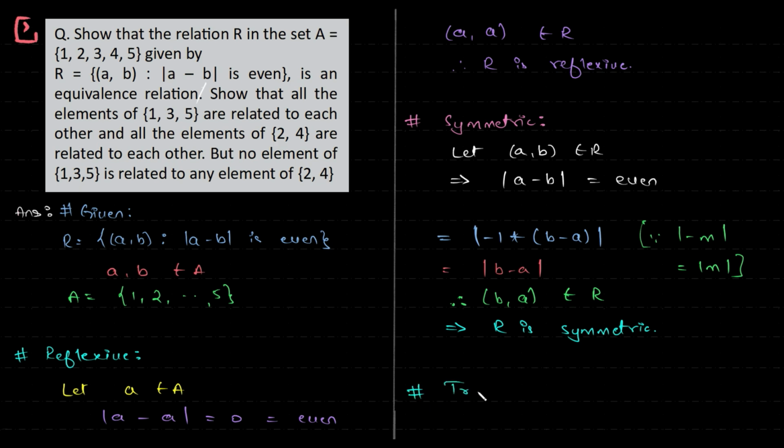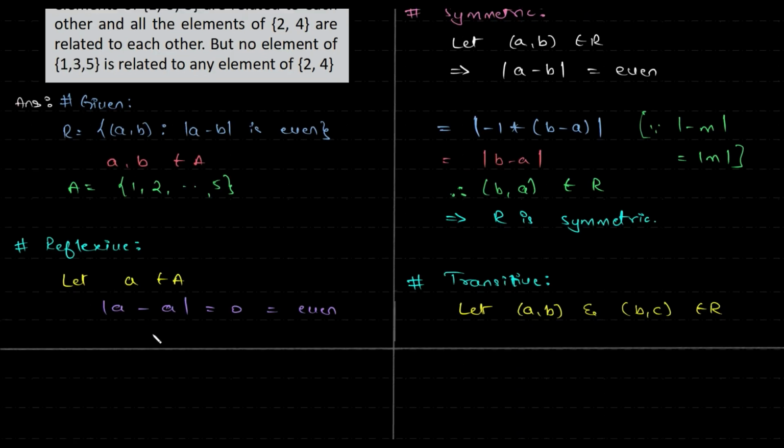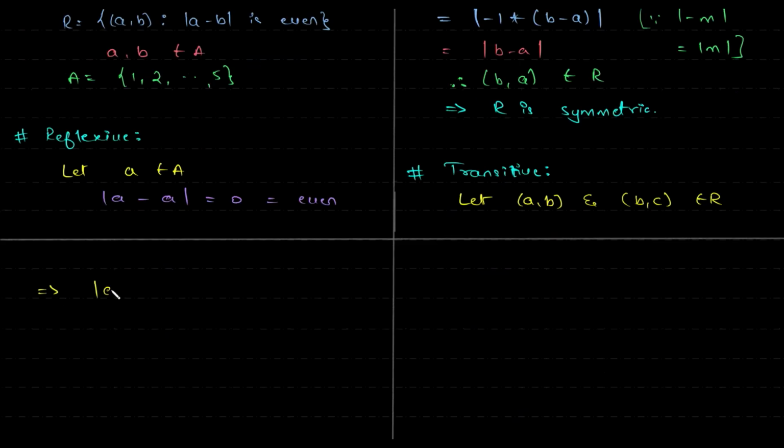Next is transitive. So for transitive, what is it that we are looking at? We are looking at: let A comma B and B comma C belong to R. So what can I tell from this? Well, from this I can tell that I have this to be even, which I'll further rewrite as 2m, because in transitive we have to have one more step wherein I'm going to relate the A over here and C from there. For that I need this, and m belongs to Z, right?